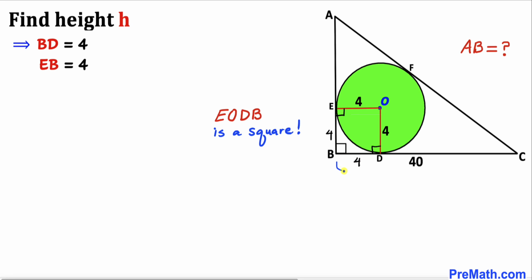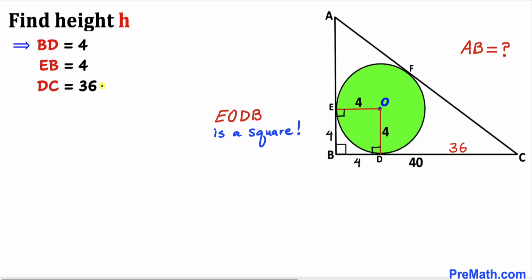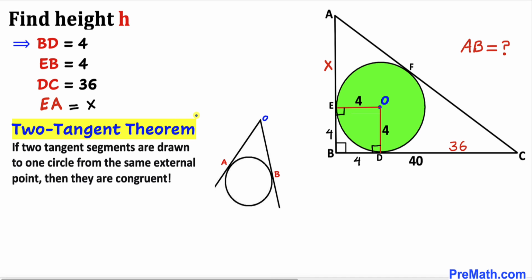Moreover, we know that this whole length is 40 units, and this one is 4. So therefore, this length is going to be 40 minus 4, which is 36 units. So our line segment DC is 36 units. And let's suppose that this line segment EA is x units. And now let's recall the two tangent theorem.